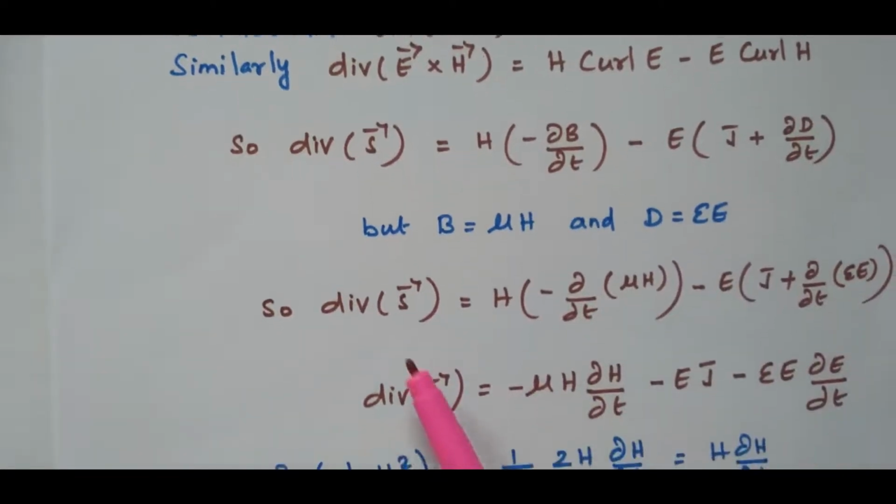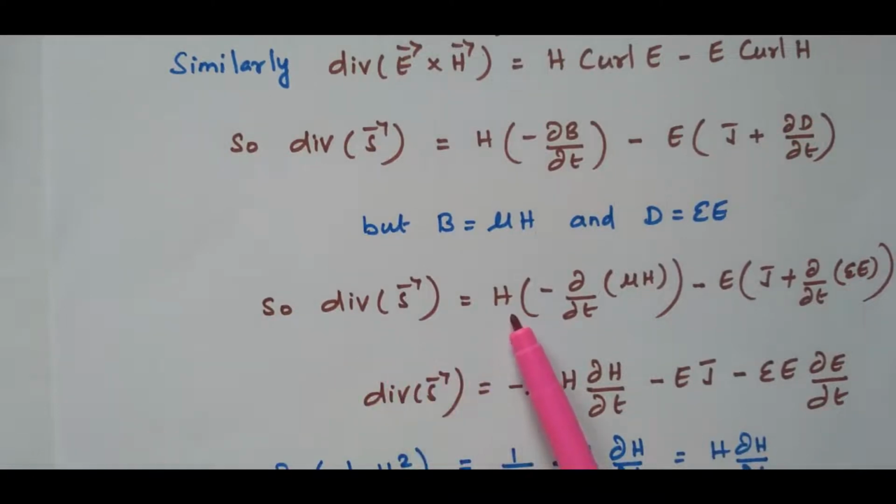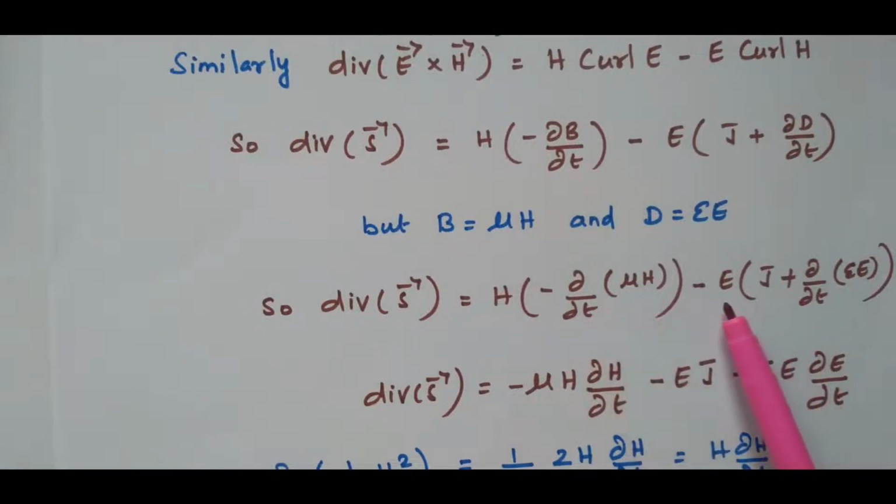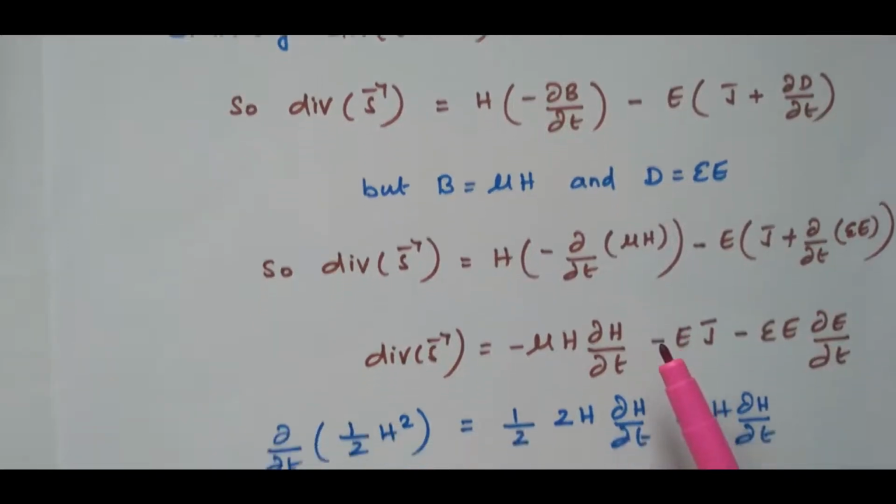So that divergence of S equal to H into minus dou B by dou t. This B is replaced with mu H. Similarly, minus E of J plus dou by dou t of this D, which is replaced with epsilon E. Right? Now we can simplify this.